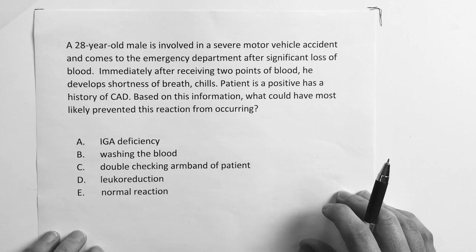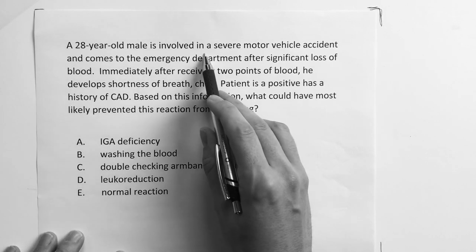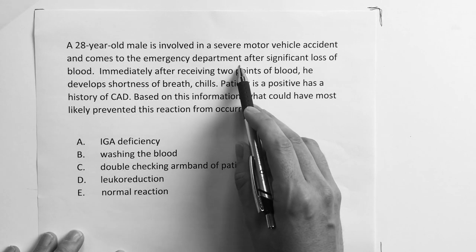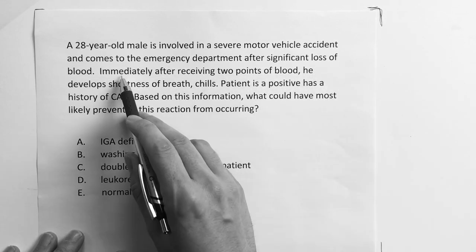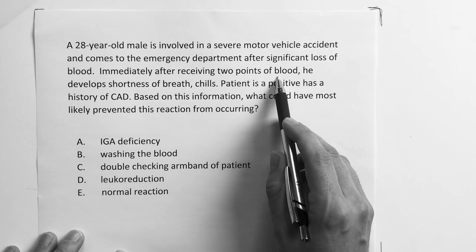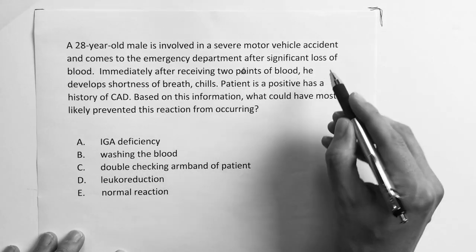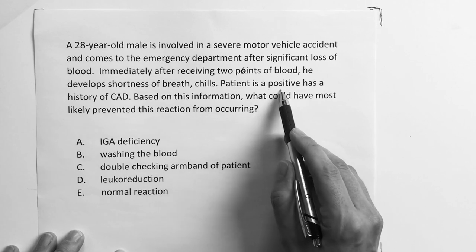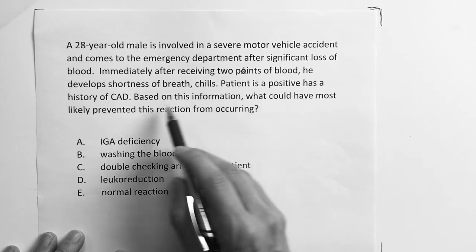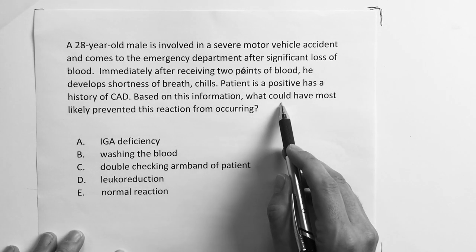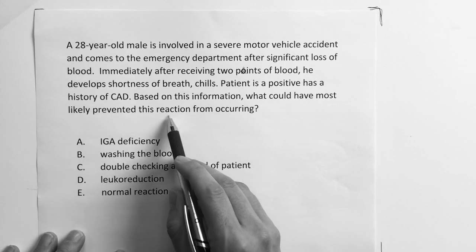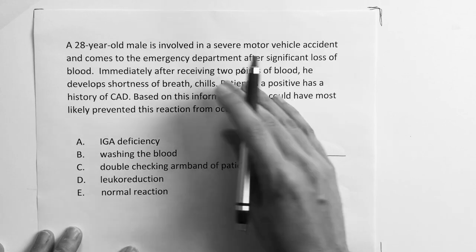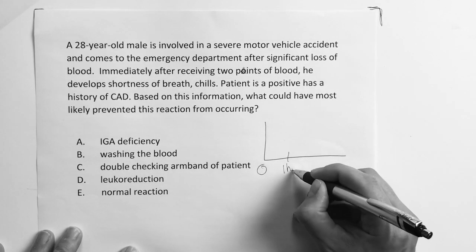And then this one says a 28-year-old male is involved in a severe motor vehicle accident and comes to the emergency department after significant loss of blood. Immediately after receiving 2 pints of blood, he develops shortness of breath and chills. Patient has a positive history of CAD. Based on this information, what could have likely prevented this reaction from occurring? All right, long story short, it's blood transfusion. Everything's based on time.